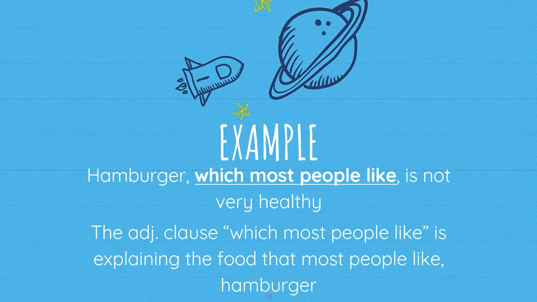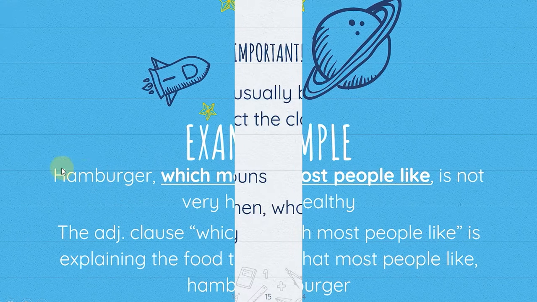You can see in the example, "Hamburger, which most people like, is not very healthy." Here the adjective clause is "which most people like". So this clause is explaining about the hamburger. The adjective clause "which most people like" is explaining the food that most people like, which is hamburger.